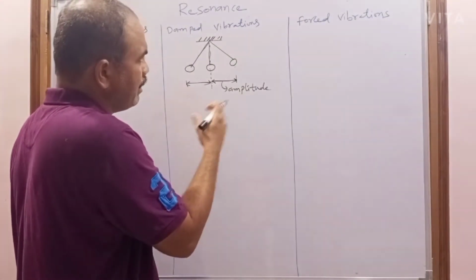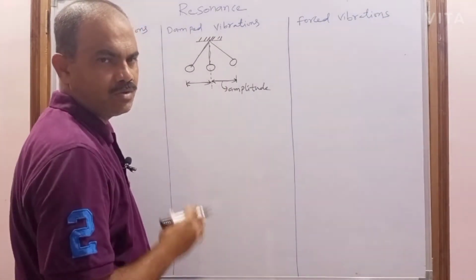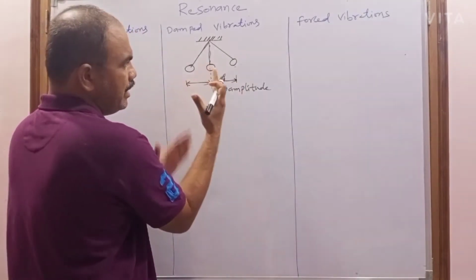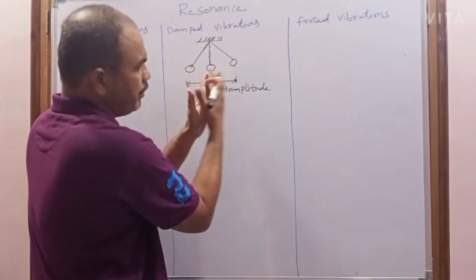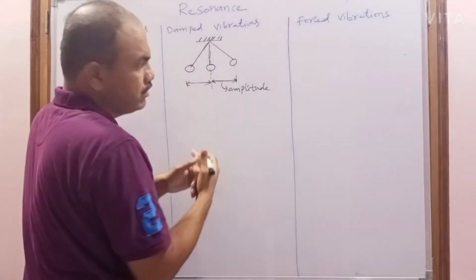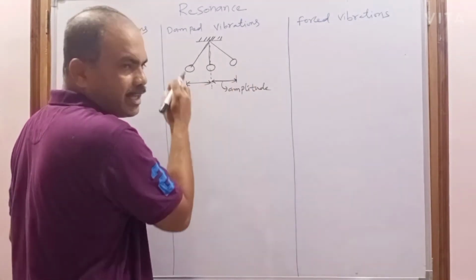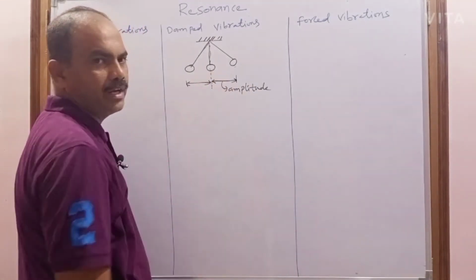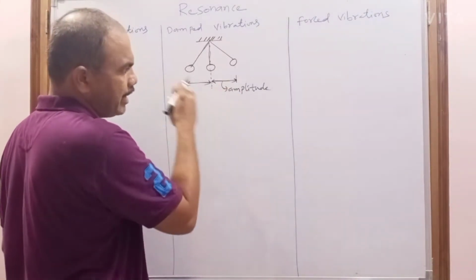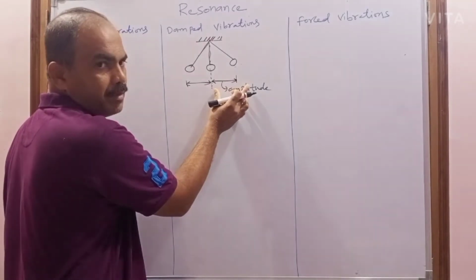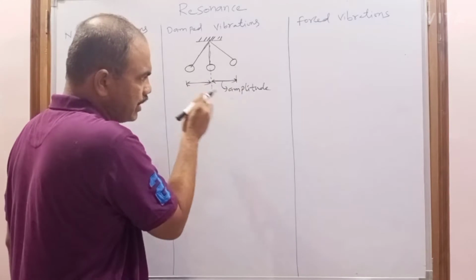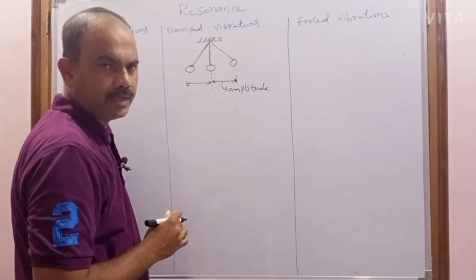But when it is making oscillations or vibrations, after some time what do you observe? Initially it makes the maximum amplitude on either side, but as time passes, the amplitude gradually decreases. Initially it will be maximum, and after that, as time passes, the amplitude gradually decreases. Finally it comes to rest.